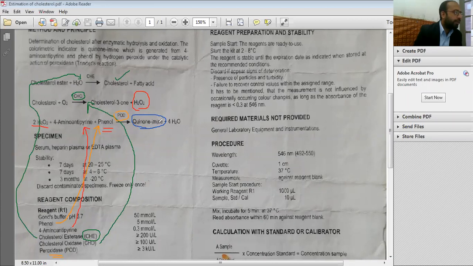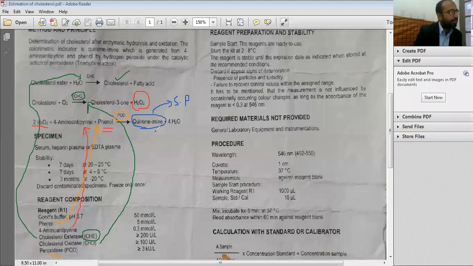Now it will be colored, and we will place this reagent in the spectrophotometer. And when we place this reagent in spectrophotometer, it would absorb the light of specific wavelength, and then we read the absorbance, how much light is absorbed by this quinone amine in the spectrophotometer.